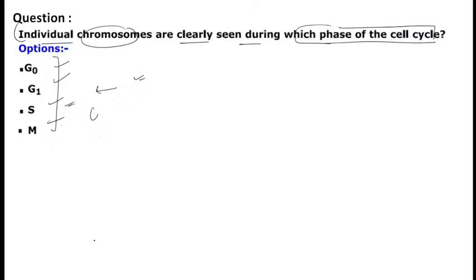Okay, let's check. Yes, the answer for this particular question is option number D, that is the M phase. So now let's try to quickly revise the complete cell cycle. Okay, I'll give you a quick gist of the complete unit.